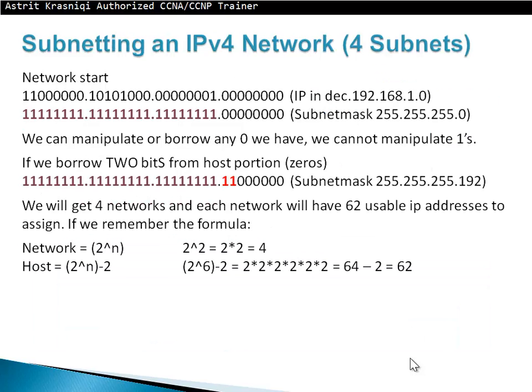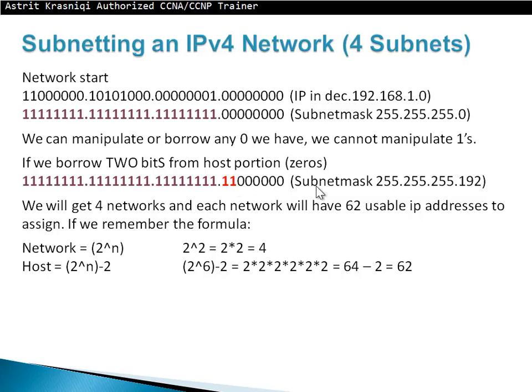We take another example. Subnetting in IPv4, 4 subnets now. So again, we started with 192.168.1.0. The subnet mask is 255.255.255.0. Again, so you don't forget, we can manipulate or borrow the zeros, but we cannot manipulate or touch ones. So this time, if we borrow 2 bits from the host portion, these zeros are ours, we can do whatever we want. Again, we can't mix and match, we have to start on the left, so we borrow 2 bits.